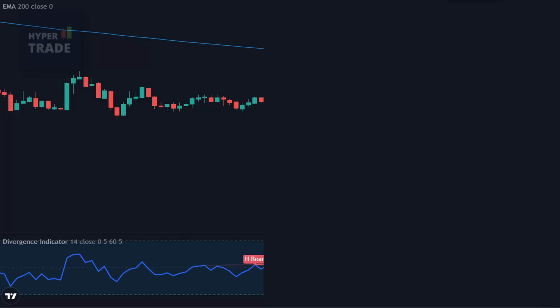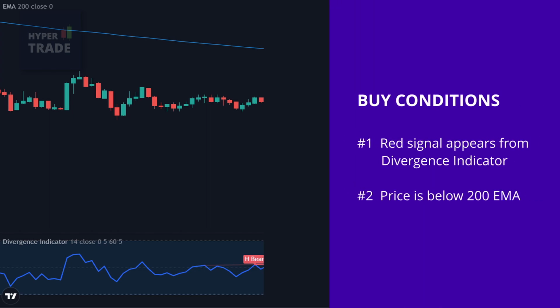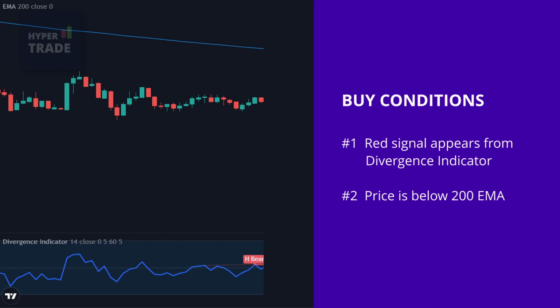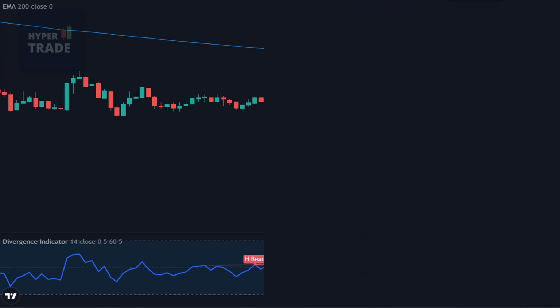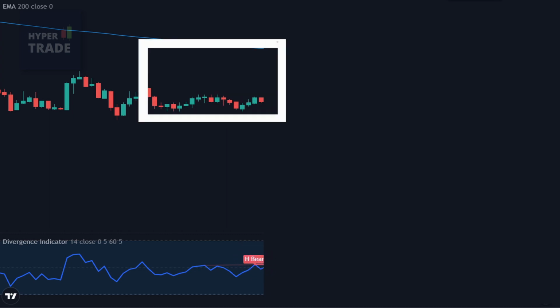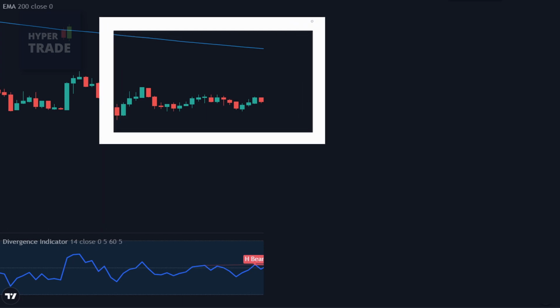This will be our first short trade example. Our conditions are actually a reversed version of our long conditions. The divergence indicator must give us a red signal, and the price must be below the 200 EMA. As we can see on our screen, the divergence indicator gives us a red signal, and the price is below the 200 EMA. We should prepare our short trade here.